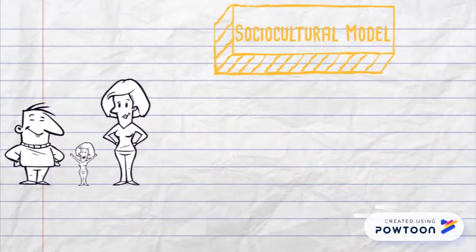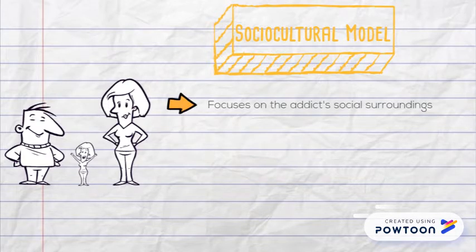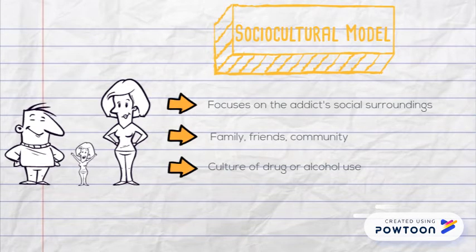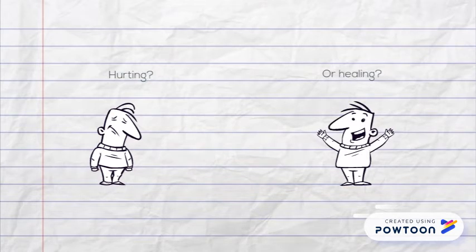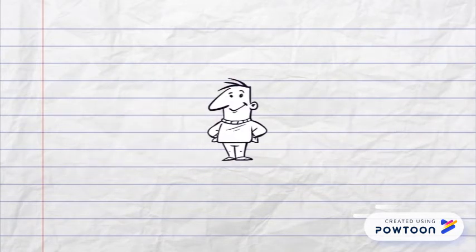The sociocultural model. The sociocultural model focuses on the addict's social environment. This includes their family, friends, community, and the culture they're immersed in. It asks the question, are these different social aspects of the addict's life contributing to the addiction, or are they helping the addict to heal through friendship and support? Let's take a look at Jim's social circle.